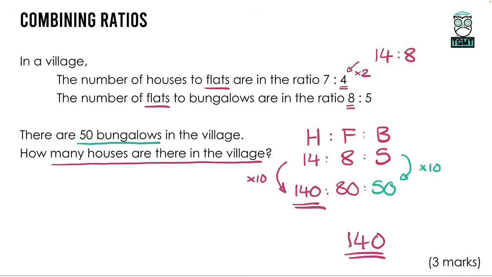Just having a look at that number, that thing that is in both ratios, and making sure that that number is the same in both, so that you can put it all together and form what we call a 3-part ratio.